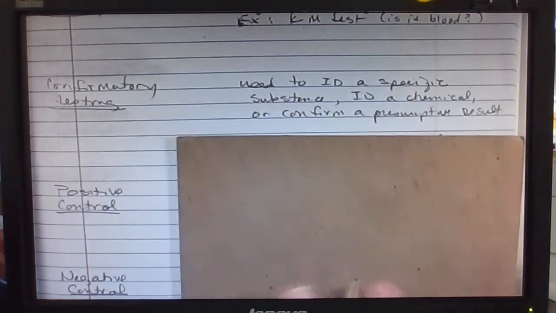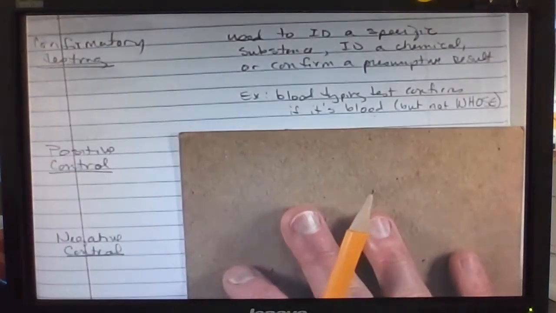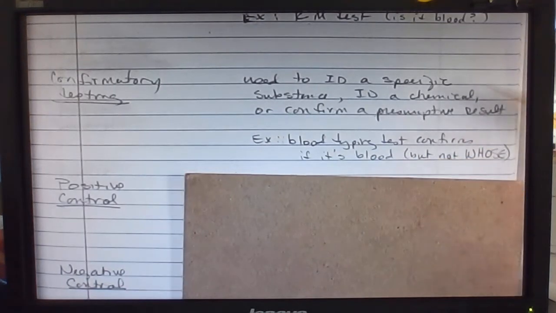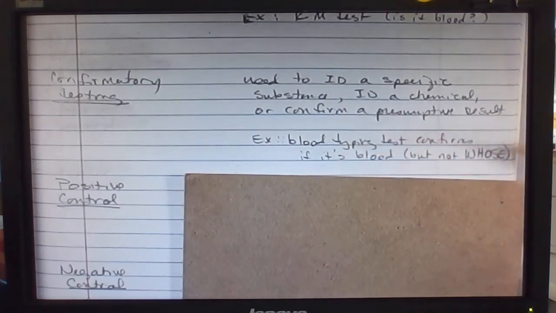An example of confirmatory testing is a blood typing test. It confirms if it's blood. It can also confirm what blood type it is. It can't go so far as to say whose blood it is, but there's a really good reason for that we'll talk about in class.